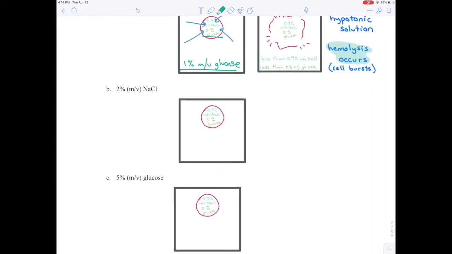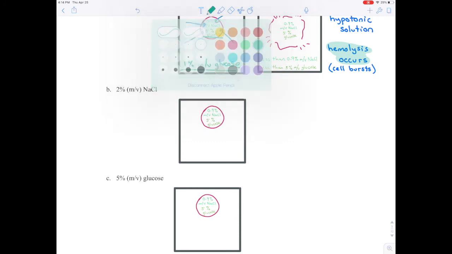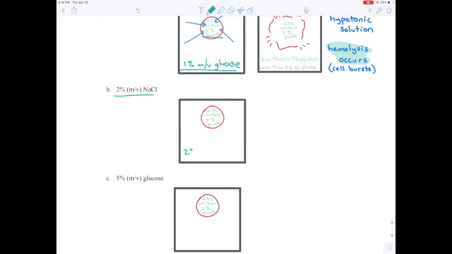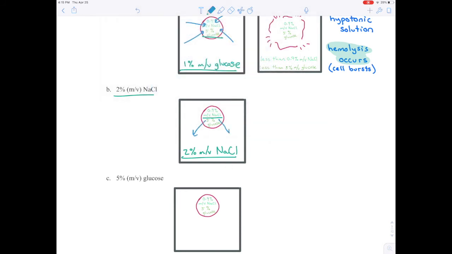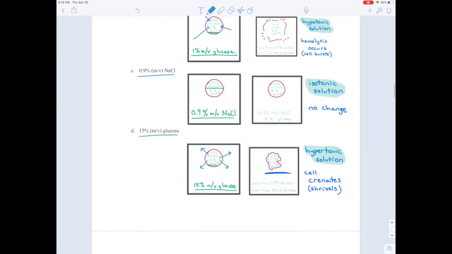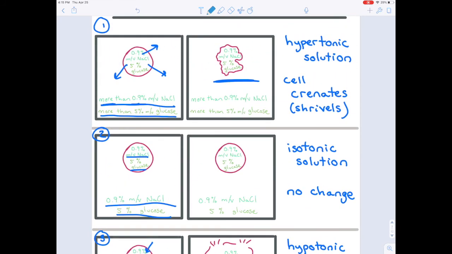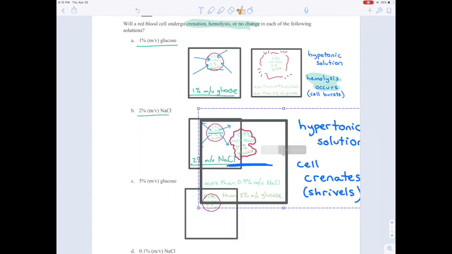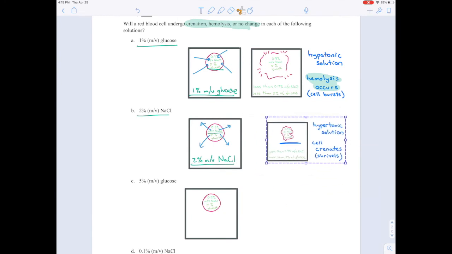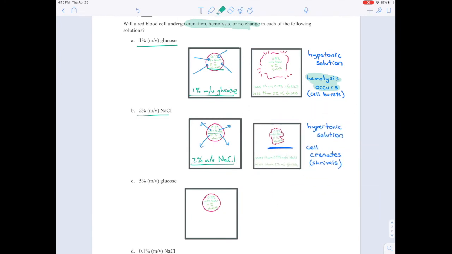For B, they say you have a 2% sodium chloride solution. So outside of the cell will have 2% mass volume sodium chloride. We're going to compare that 2% with the 0.9% inside the cell, which is bigger, the 2%, so water follows the solute, goes where there's more of it, rushes out of the cell, shrivels up and crenates. That was the first scenario here. When water rushes out of a cell, it happens because it's in a hypertonic solution, and that cell crenates or shrivels up.